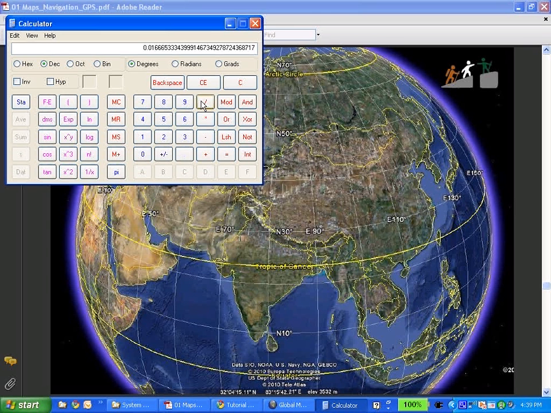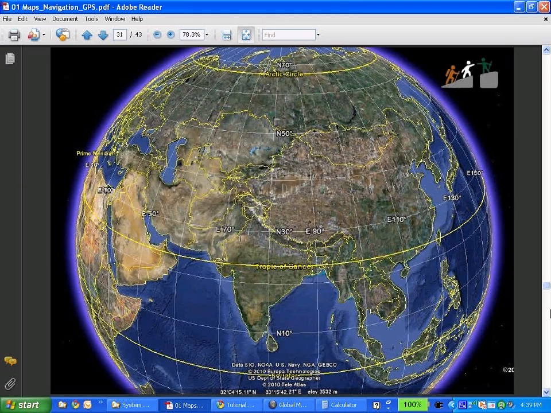A second is 0.01666 mile. So let's go back to meters, because we are all in the metric system. 1 second of latitude or 1 second of longitude will correspond to 0.03 kilometer, which is 30 meters. So let me zoom in a little bit more here.